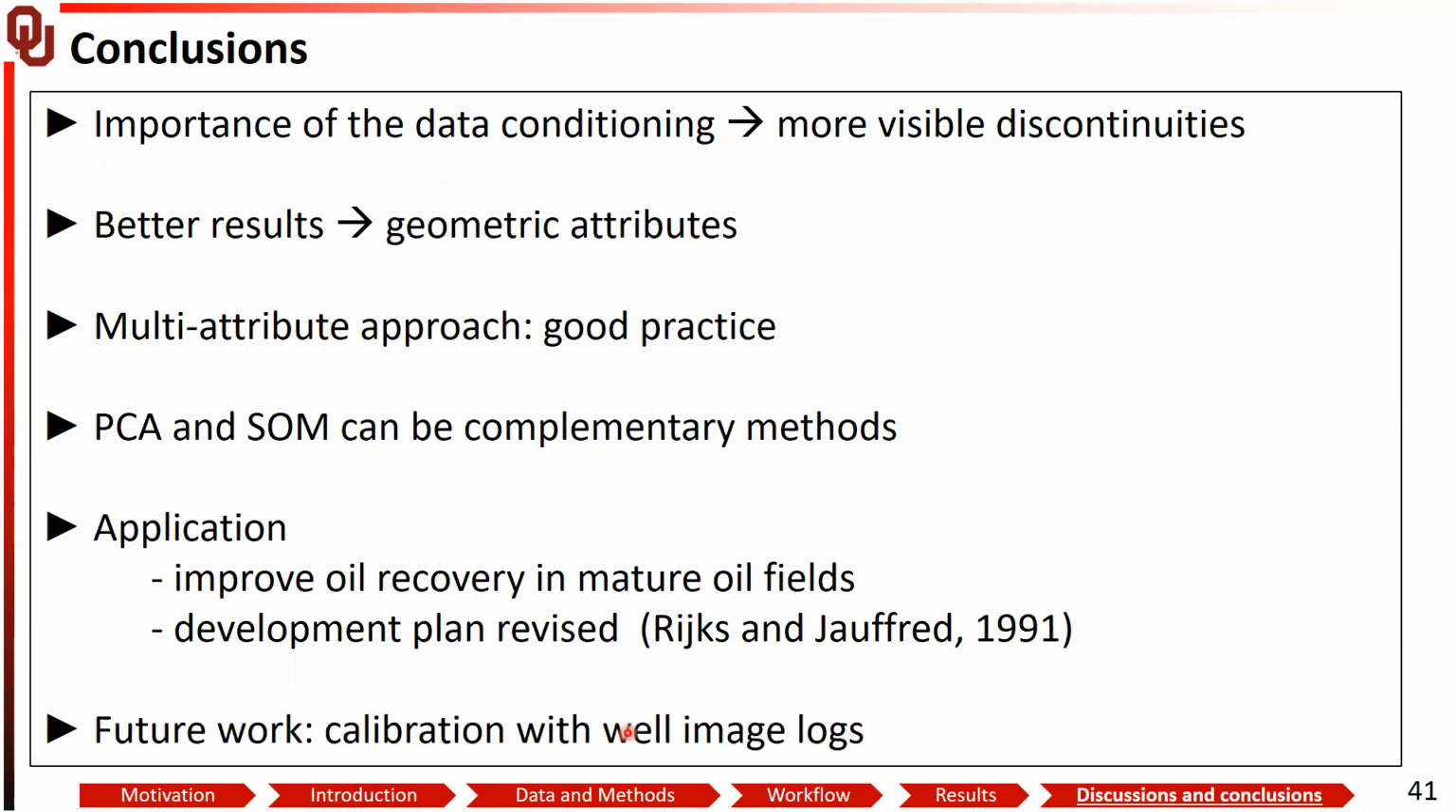These are the main conclusions. So I noticed the importance to have a data conditioning phase instead of just going directly to the computation of the attributes. It's important to have a first step to identify the critical aspects, for example, in my case, noise and intervals with weak contrasts of properties. Then I was able to see better faults with higher contrasts. The better results I got using the geometric attributes.